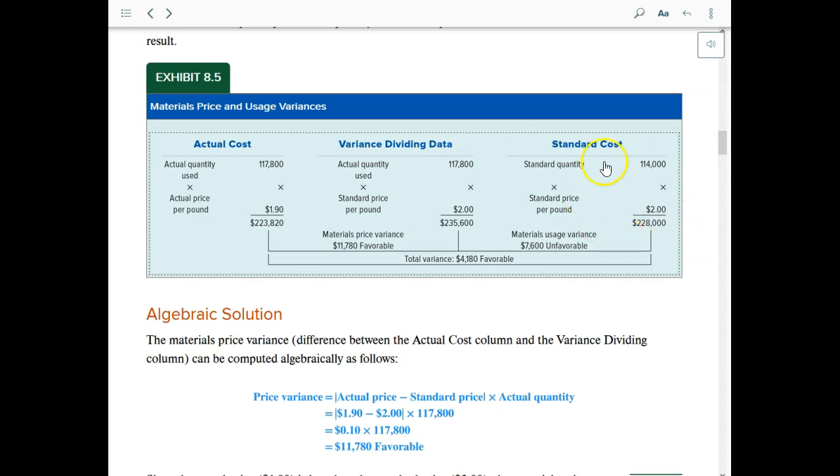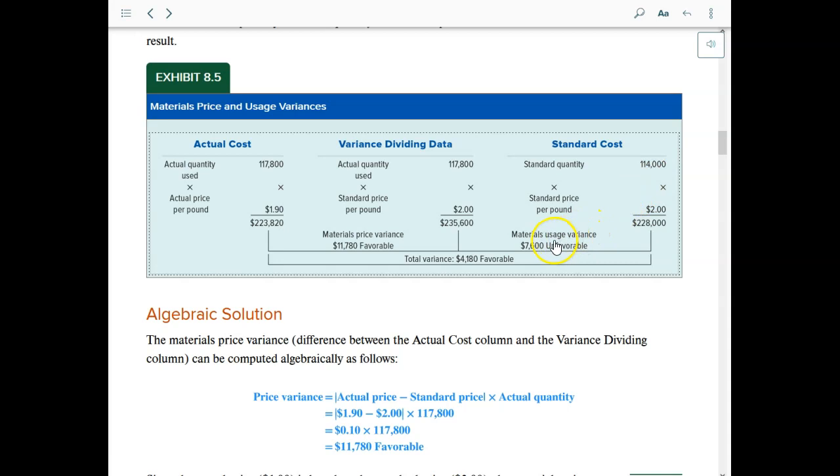Third column. Look at the difference between the second and third columns. Actual quantity used, standard quantity. Based on our budgeted numbers, we should have used 114,000 pounds. We used more than that. We used the standard price here. So if you see, the only difference is actual quantity compared to what we should have used, standard quantity.